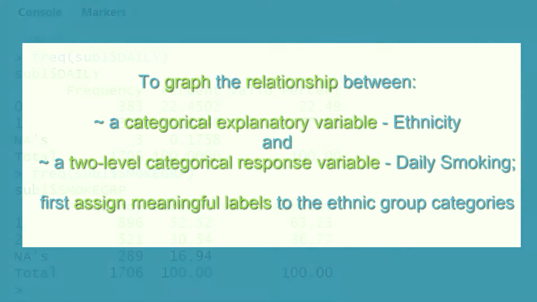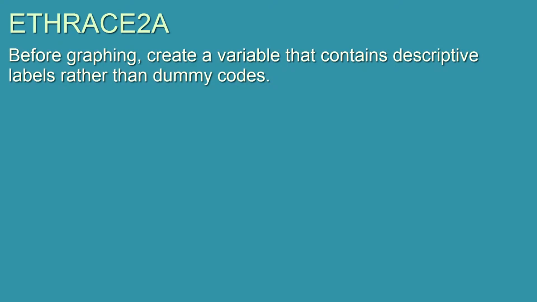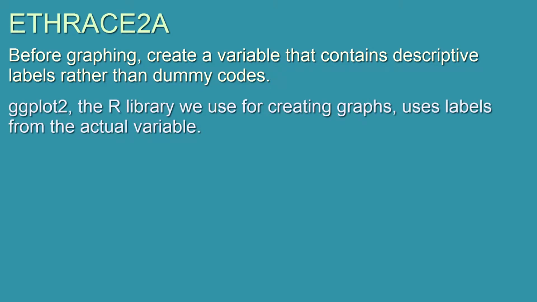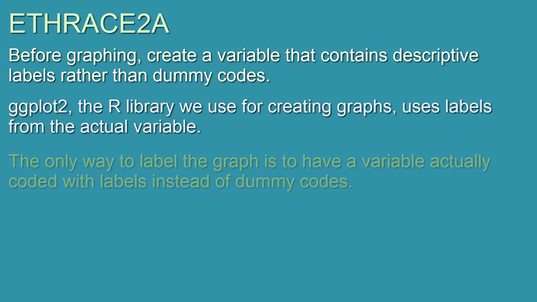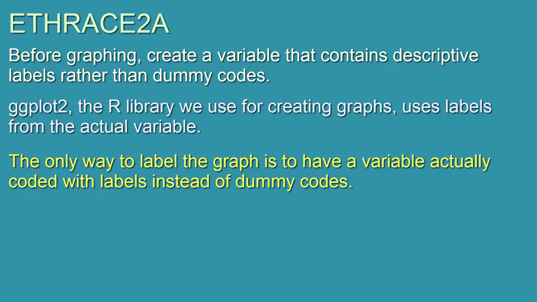To graph the relationship between a categorical explanatory variable, ethnicity, and a two-level categorical response variable, daily smoking, we will first assign meaningful labels to our ethnic group categories. In order to more easily create a descriptive, fully labeled graph, a first step before graphing is to create a variable for eth_2a that contains descriptive labels instead of dummy codes. When working with the ggplot2 library in R, ggplot2 uses labels from the actual variable. So the only way to label the graph is to have a variable actually coded with the labels we want.